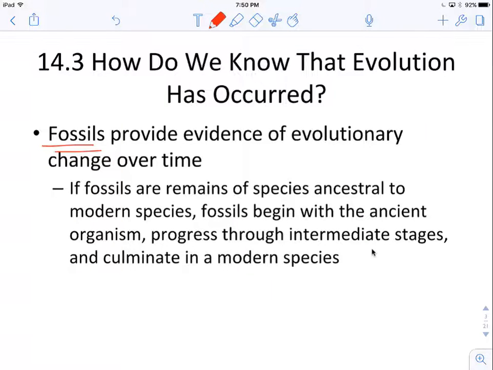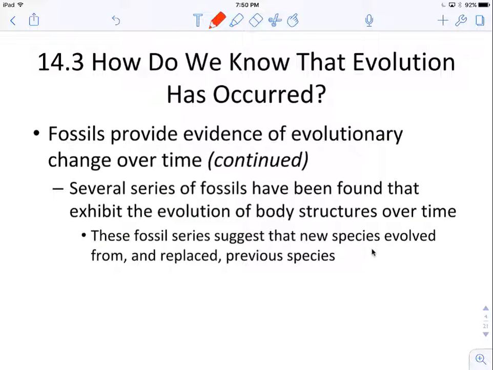Fossils provide evidence of evolutionary change over time. We've talked about fossils a little bit already. Fossils are remains of species that are ancestral to modern species. The oldest fossils are the ancient organisms. They progress through intermediate stages and end up in a modern species. You can have series of fossils that exhibit the evolution of body structures over time. And again, fossil series suggest that new species evolved from and then replaced the previous species.